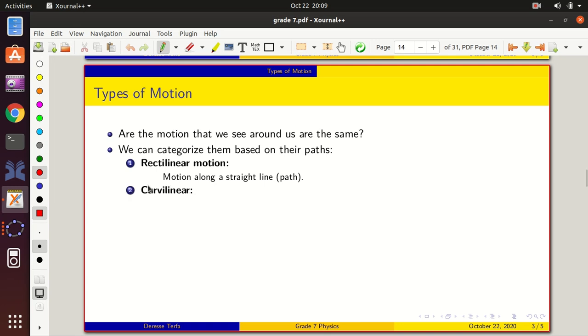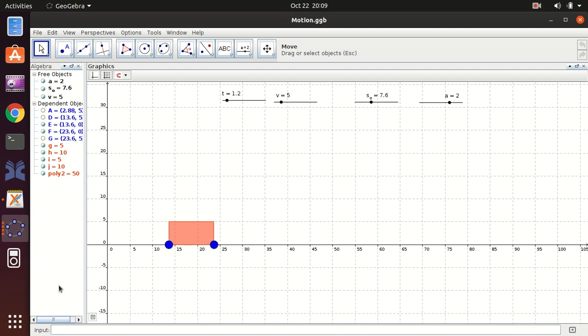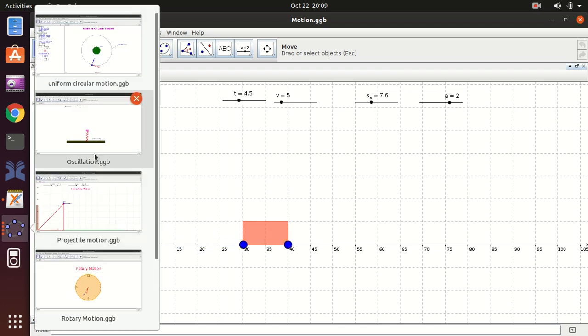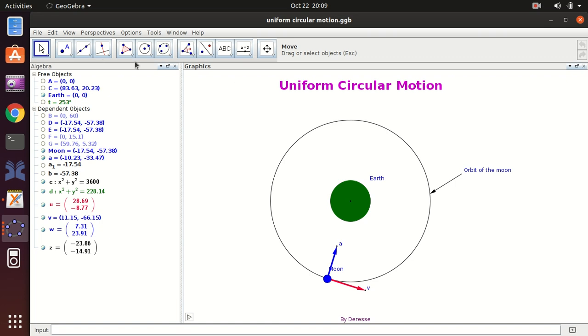The second motion is curvilinear motion. Again, let us see this animation. Look, this moon is revolving around the earth. We know this. The earth is at the center of the path of the moon. Let us look at this animation. The moon is revolving around the earth.